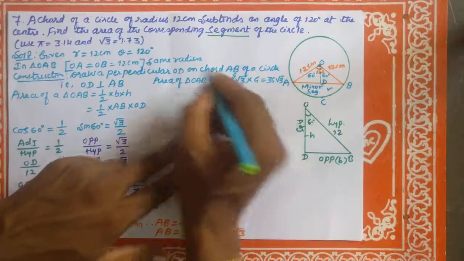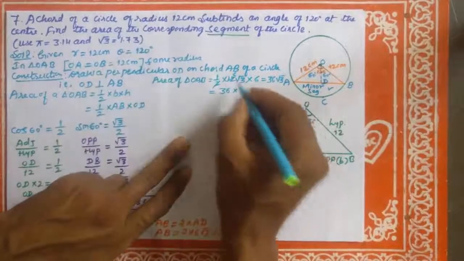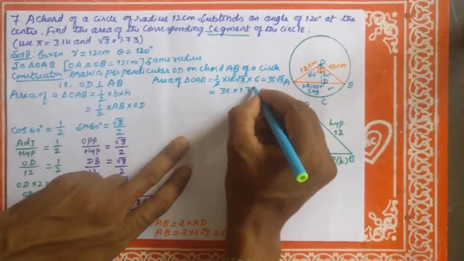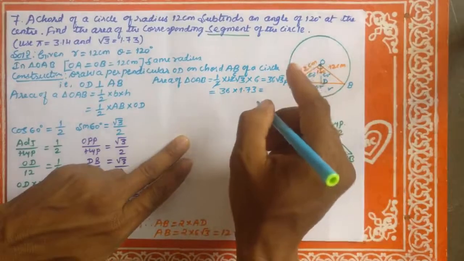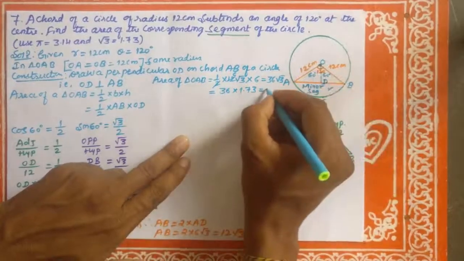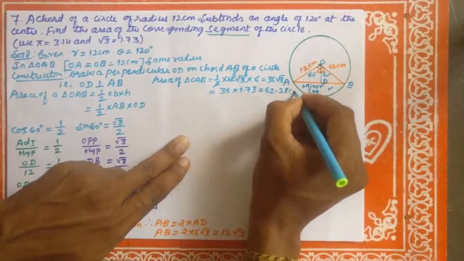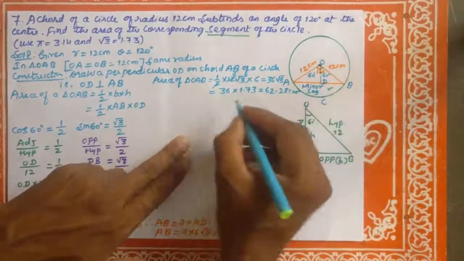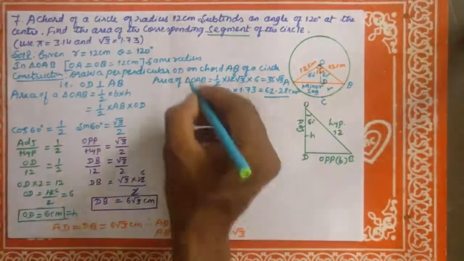36 into root 3, the value of root 3 is 1.73, which is equal to 62.28 square centimeter. Okay, this is the right answer for area of triangle OAB.